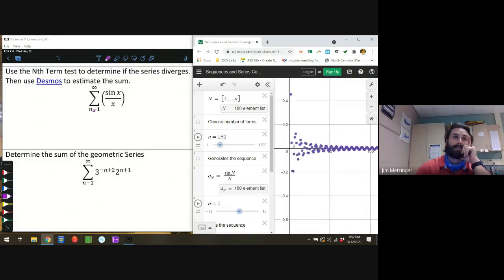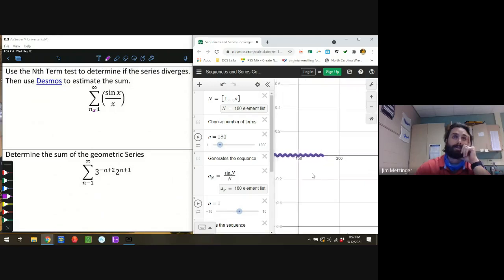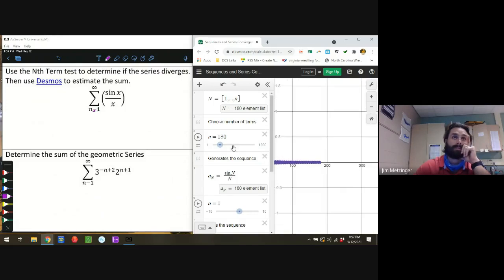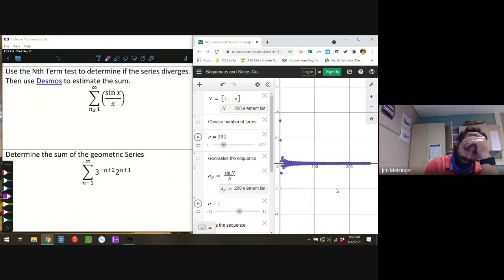Man, check that out. Zigzag, zigzag, zigzag. And now it's bouncing back and forth. I mean, what do we think here? It's going to be in dots because it's plotting points. So the nth term test, you're looking at what the sequence is doing as n approaches infinity. What is it doing?